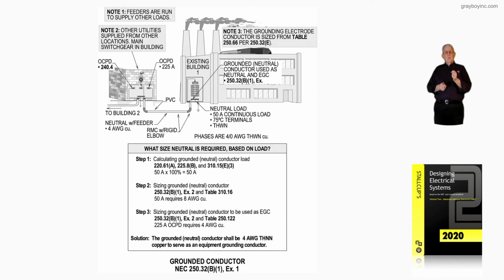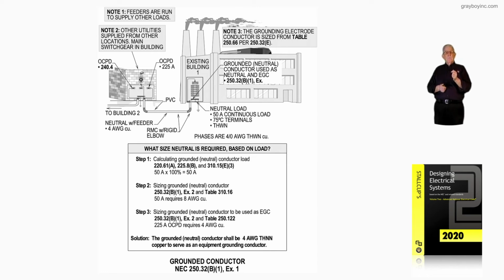Now, step 1, we're calculating the grounded neutral conductor. We're looking at 220.61(A), 225.8(B), and 310.15(E)(3). If it's a Y system, for example, you have to see if over 50% of the current on the neutral is nonlinear or harmonic related type current, and if that's the case, it's the neutral's current carrying.